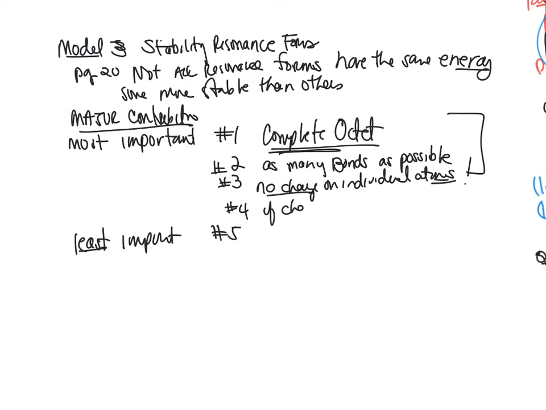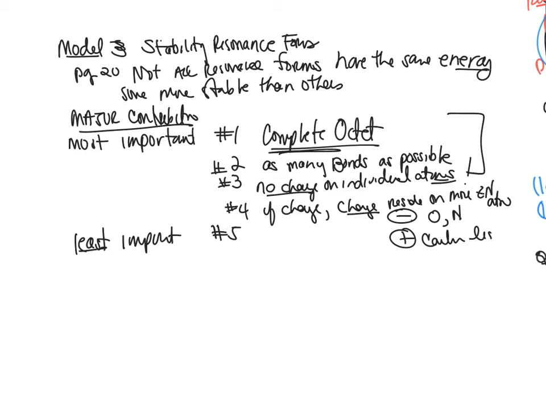Number four, if a charge must exist, then you want the charge to reside on the more electronegative atom. Okay, that's including positive charges too. So if it's a negative, you want it on oxygen, the more electronegative. And if it's a positive charge, then you'll want it on carbon, the less electronegative atom.